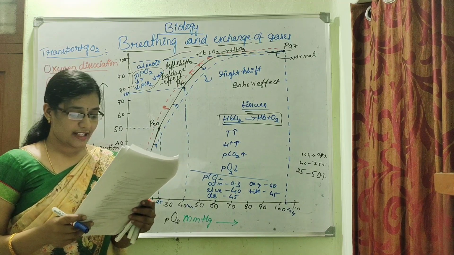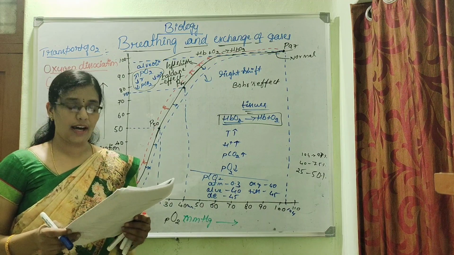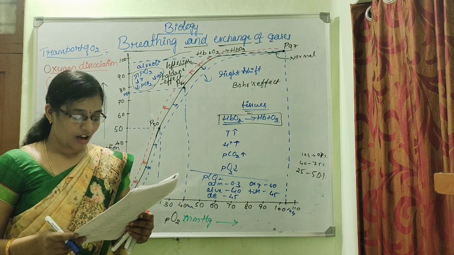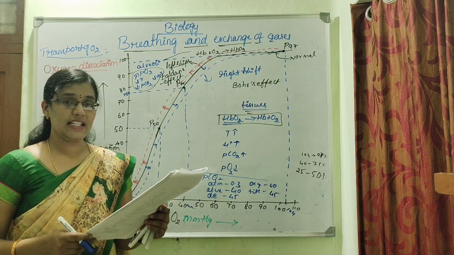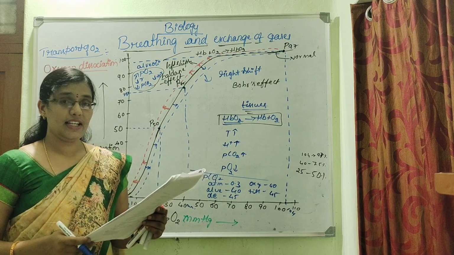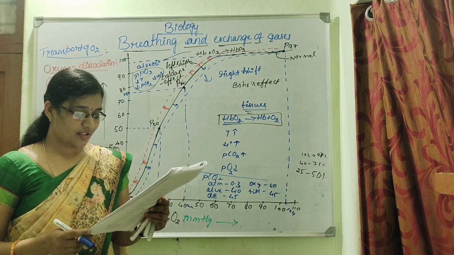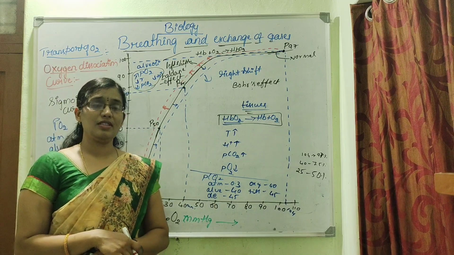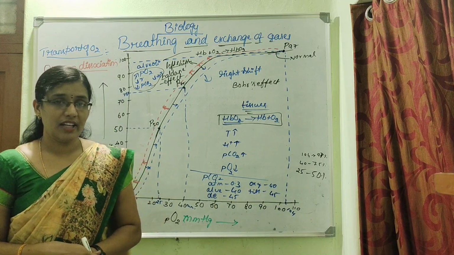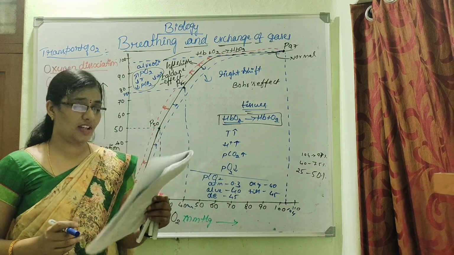Next question. The total percentage of oxygen transported by hemoglobin or RBC is option A 3%, B 97%, C 70%, D 7%. Hemoglobin is a pigment located in RBC. So how much is it? 97%, option B.